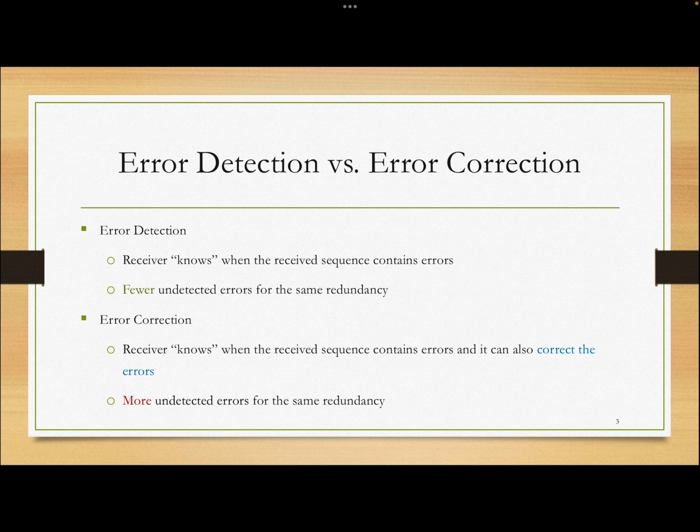Now let's compare error detection and error correction. For error detection, the receiver will know that the received sequence contains errors. We will talk about how the receiver can know this in a little bit. Error detection is quite easy to do. You don't need many bits to add for the redundancy. Basically, you have data here. This is the data bit, and these are the redundancy bits. We call it redundancy, right?